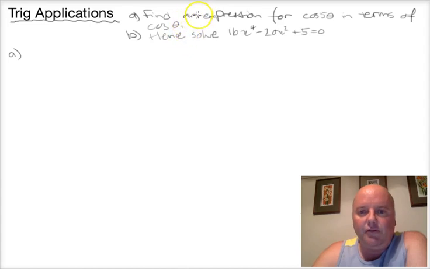The hence part means you'll probably use this here for said, or otherwise you could do it another way, but they want us to do it that way. So let's have a bit of a look at this. How can we get an expression with cos 5 theta in it?